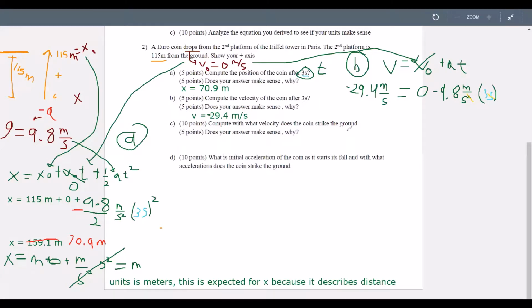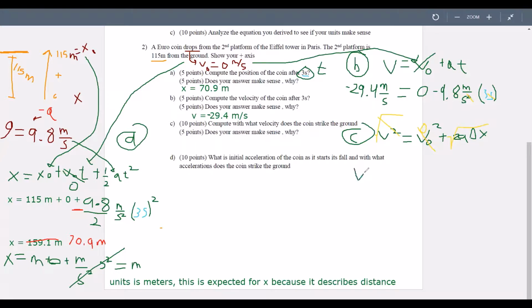And then it has to compute the velocity with which the coin strikes the ground. Then you're going to use another kinematics equation. You get to use all three on this one. I'm going to use the one that goes V squared equals V naught squared plus 2a delta x. Remember that V naught is 0, so this term goes away. And then you can take the square root of both sides to get rid of that square on the V.